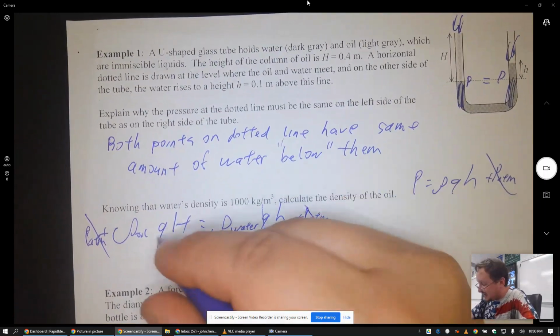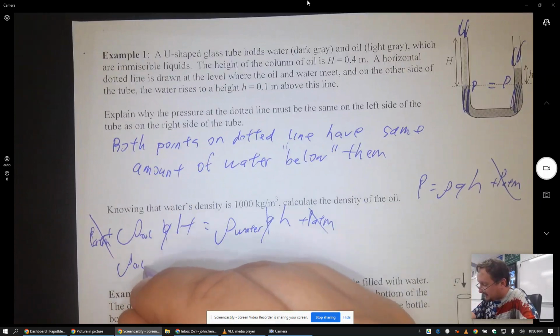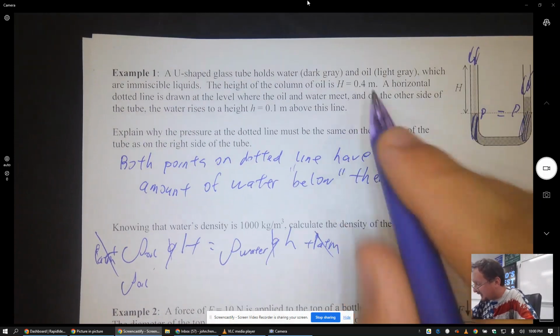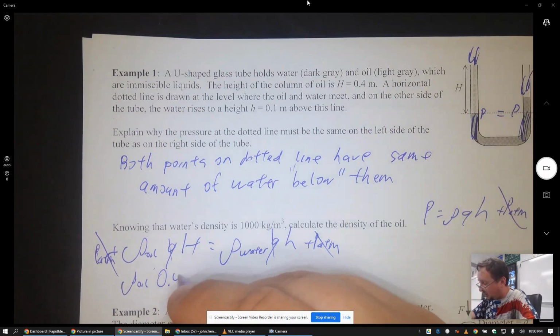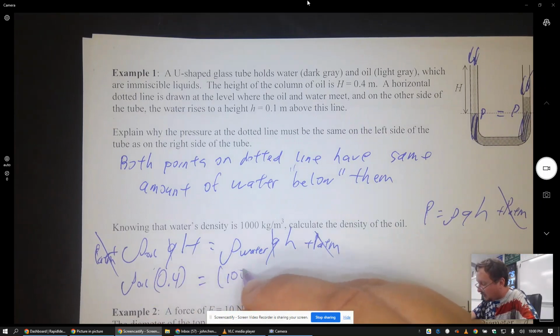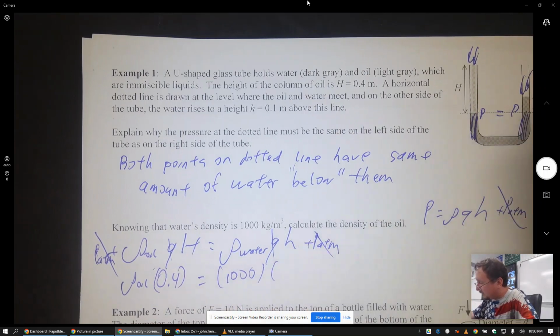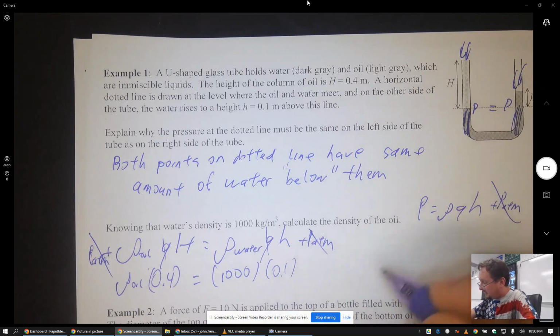In fact, now the g divides out. So you just get the density of oil times the height. And what is the height of here? This is 0.4. And then that equals the density of water times the height of the water, which is 0.1. And then you get the density of the oil is 250 kilograms per meter cubed.